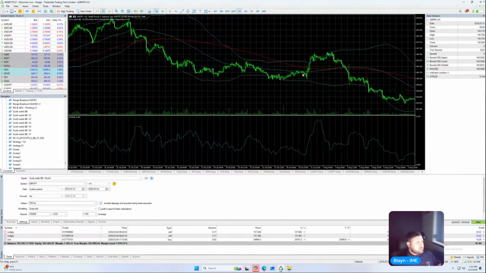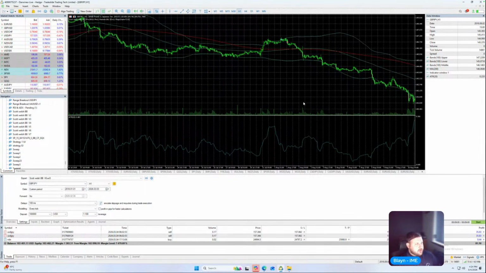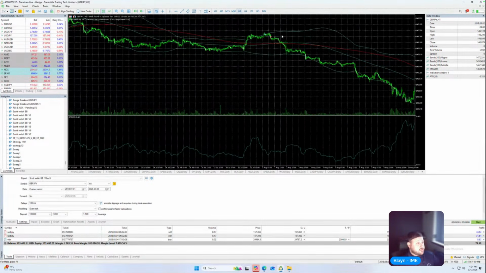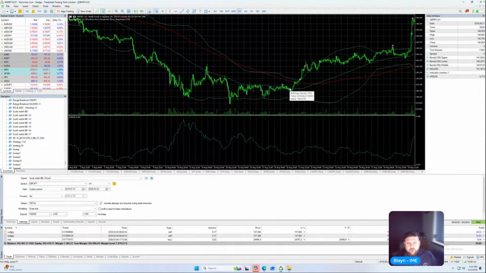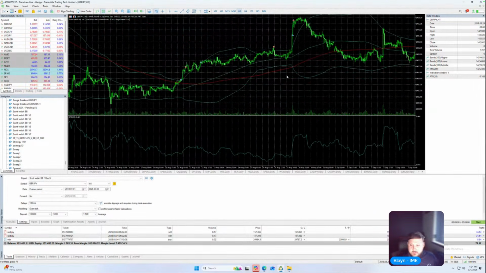So you could either do it above or below, or you could have two moving averages, and you could say when the middle Bollinger Band, the baseline, is below the moving average, then we're in a bearish sort of area. If it's above the moving average, then we're in a bullish sort of area. There's so many different ways that you could look at this.